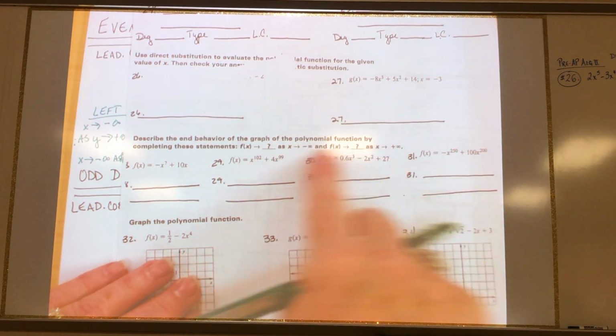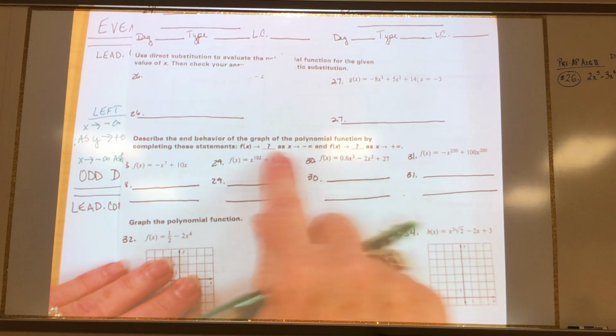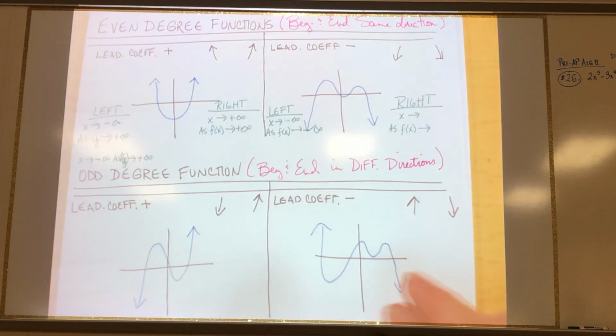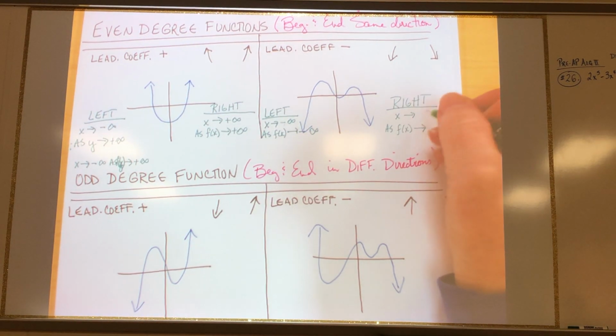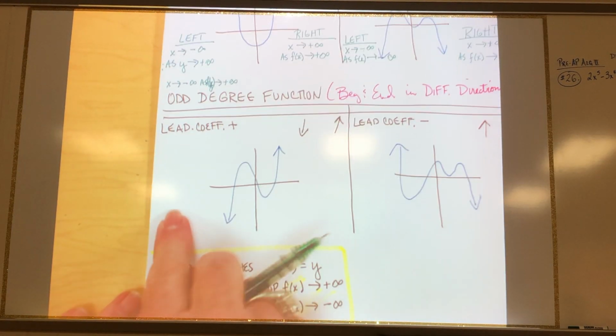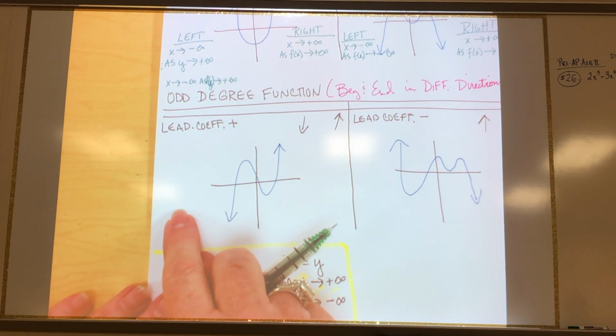Here, they told you how they wanted it, all right? And they wrote it backwards, but I don't care how you write it. They wrote f of x first and then x, but it doesn't matter, okay? So x approaches what if I'm on the right? Positive infinity as f of x approaches positive infinity. Perfect. Okay, down here, I'm not writing left and right, okay? Tell me what the left-hand side says.